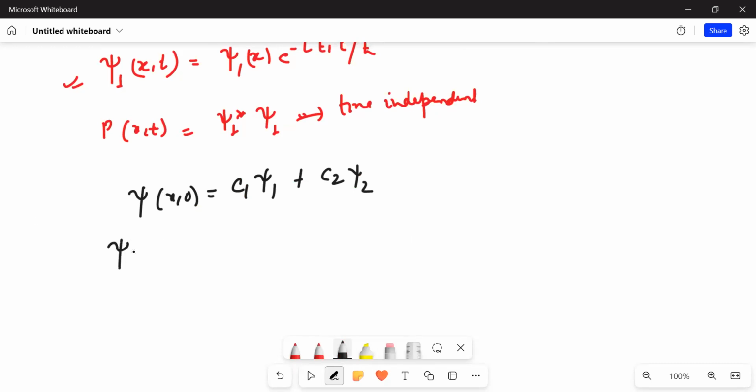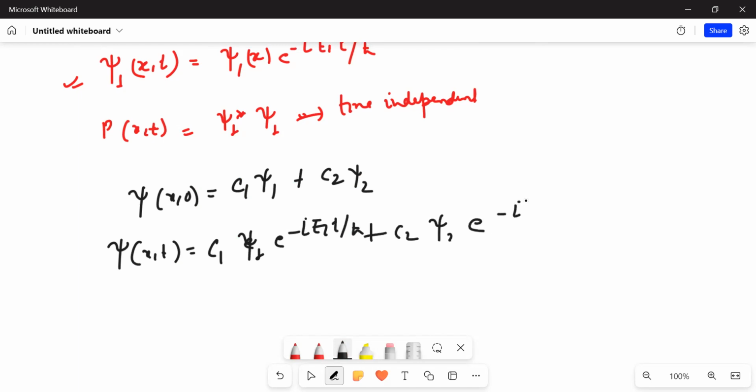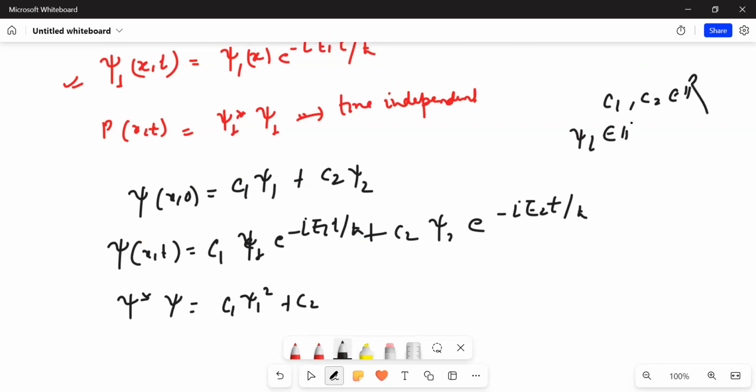See how? I have already taught you, but let me just revise it with an example. It will be C1 psi1 e to the power minus i E1 t upon h bar, plus C2 psi2 e to the power minus i E2 t upon h bar. And this brings us to psi star psi, and eventually you will find, with the calculations that I've done previously, that for simplicity I'm taking C1, C2 to be real, and psi i to be real. So this will be C1 squared psi1 squared plus C2 squared psi2 squared, and then there I'll get something more. I'm leaving this exercise for you; you can do it on your own.